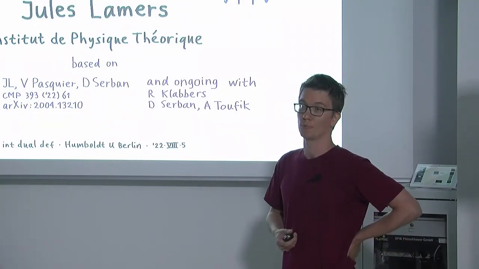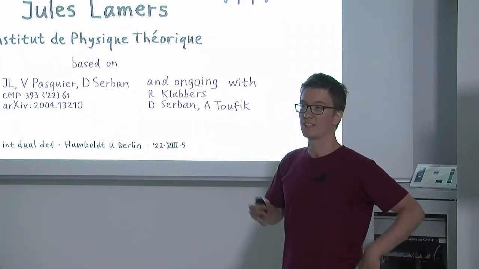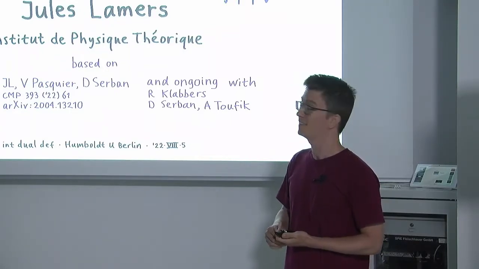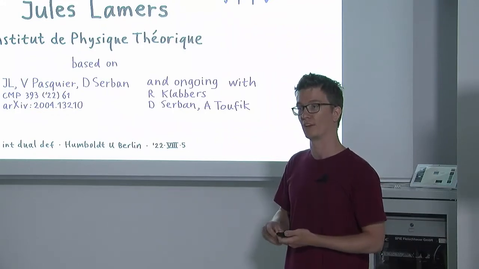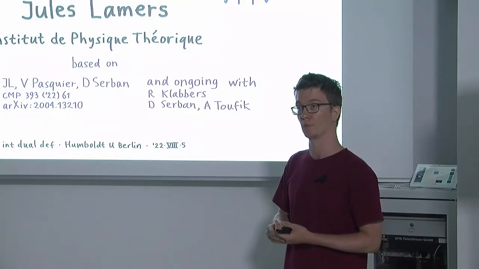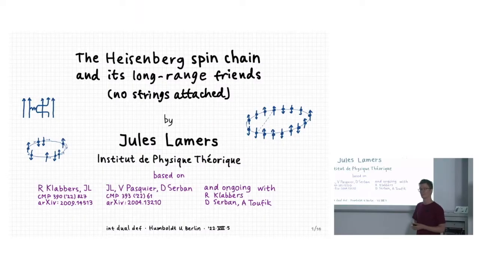For me, I hope to tell you something which I think could be interesting for you. So it's indeed about a long-range perspective on the Heisenberg spin chain and some related spin chains. I will really only be talking about quantum-integrable models, only at finite length. So those are some disclaimers, no strings attached. So just either mathematical physics or condensed matter if you wish. This is joint work with Rob Klabbers, with Vincent Pasquier and Didina Serban, who are also in the IPhT in Paris. And it's also ongoing work with Rob, Didina, and our master student, Ayman Toufik.